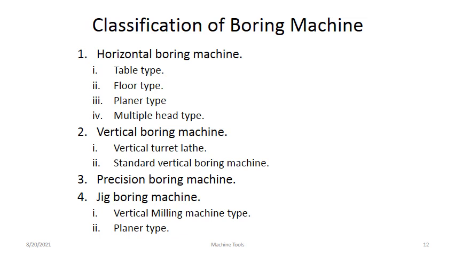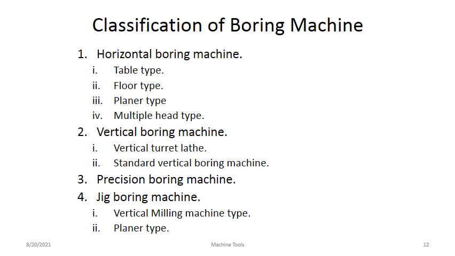Four important types. First one is a horizontal boring machine. Horizontal boring machine again sub-classified into table type, blow type, planer type, and fourth one is a multiple head type.